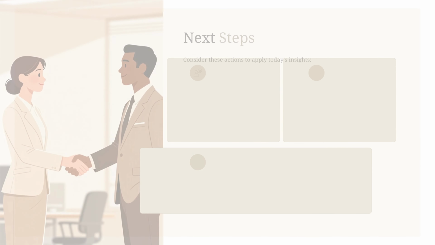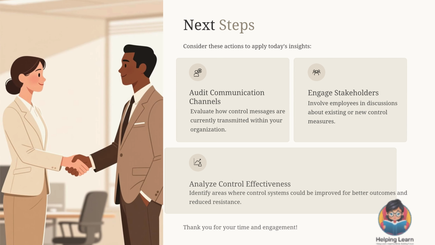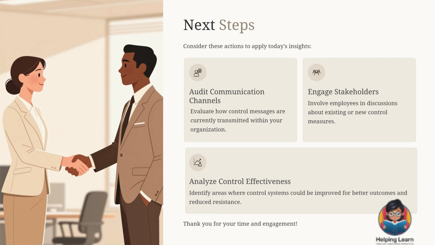Next steps. Consider these actions to apply today's insights. Audit communication channels. Engage stakeholders. Involve employees in discussions about existing or new control measures. Evaluate how control messages are currently transmitted within your organization. Analyze control effectiveness. Identify areas where control systems could be improved for better outcomes and reduced resistance.